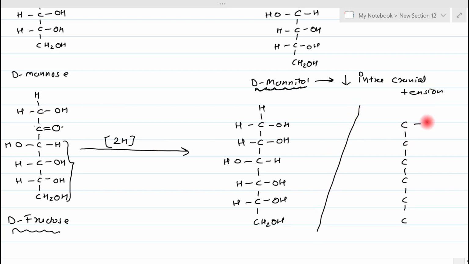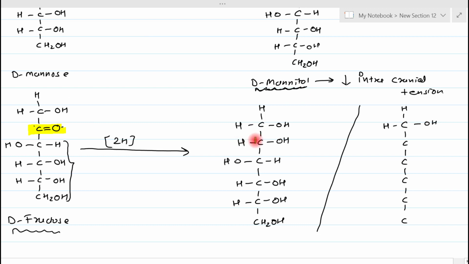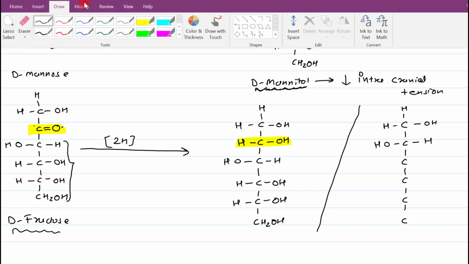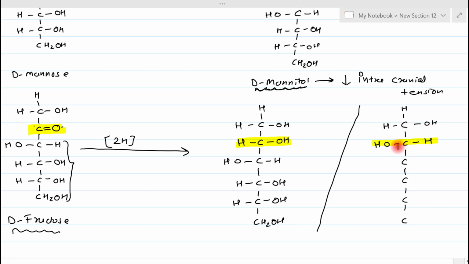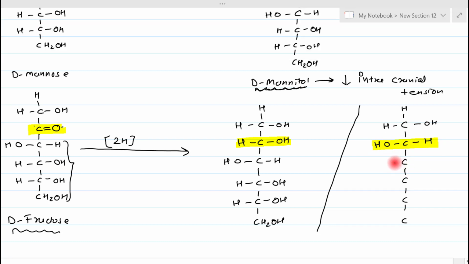The first carbon remains unaltered, right? But on the second carbon, let me highlight it, OH is on the right side, but after hydrogen addition, it may flip its configuration, so that OH may go to the left side and hydrogen may come to the right side. So this geometric difference might appear, and the rest remains the same. That is, on the third carbon, OH is on the left side, H is on the right side. 4th and 5th, OH is on the right side, H is on the left, and the terminal CH2OH.